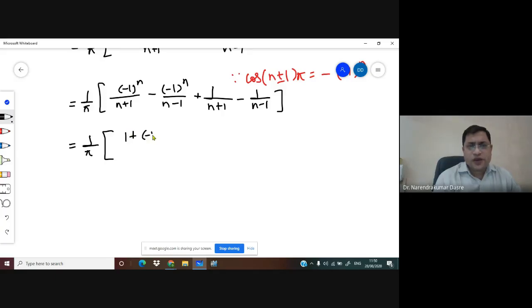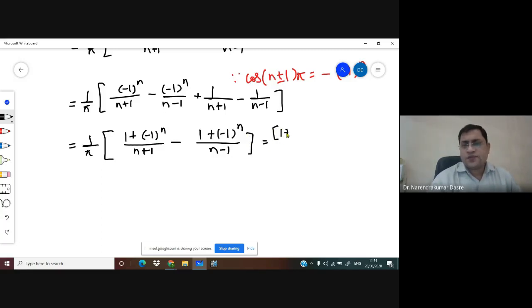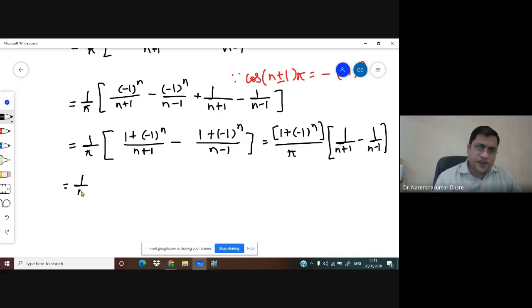So I'll be having 1 plus minus 1 raised to n upon n plus 1, this minus common here, and 1 plus minus 1 raised to n upon n minus 1. Okay. So now you can see this numerator is same. So we can have this 1 plus minus 1 raised to n upon pi, and here we have 1 upon n plus 1 minus 1 upon n minus 1.